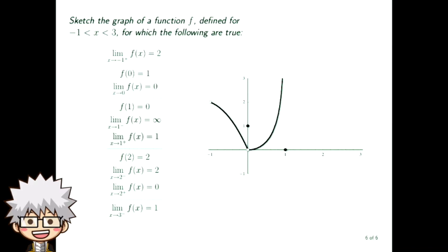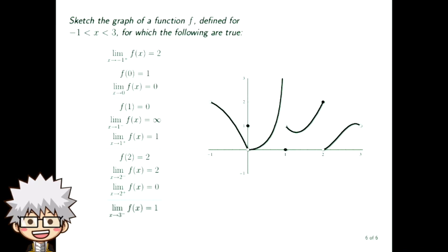Next, let's use the fact that the limit as x approaches 1 from the right is 1 to continue the graph past 1. The value at 2 and the left-sided limit as x approaches 2 are both 2, and so we plot the point 2, 2, and then sketch the graph for x between 1 and 2, something like this. Now, since the right-sided limit as x approaches 2 is 0, we continue the graph past 2 like this. And finally, we finish the graph, making use of the fact that the limit as x approaches 3 from the left is equal to 1.